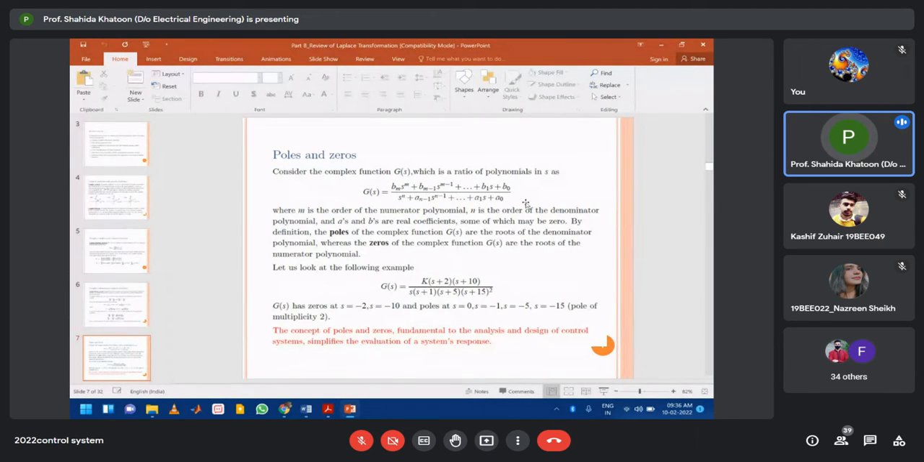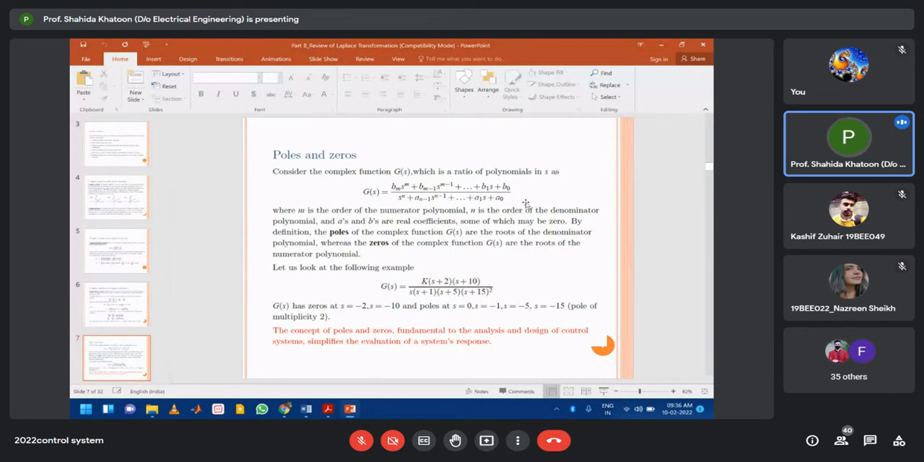So by definition, the poles of the complex function g(s) are the roots of the denominator polynomial, whereas the zeros of the complex function are the roots of the numerator polynomial. Okay. So this is a very, very important definition of poles and zeros. This is asked in each and every exam of control systems. Wherever you are being asked any question about control systems, you are sure to be asked some questions on poles and zeros.